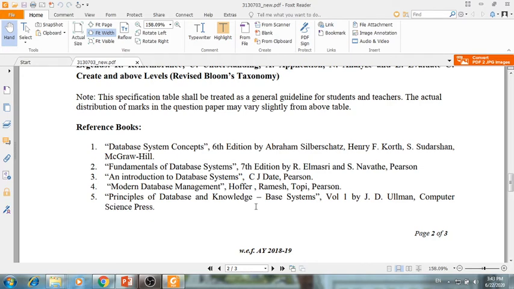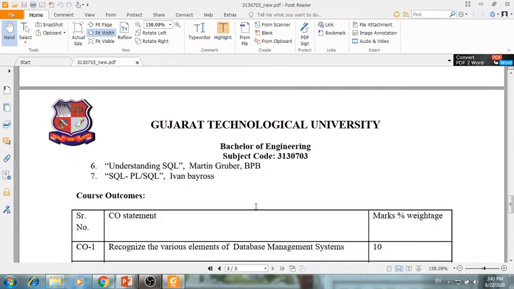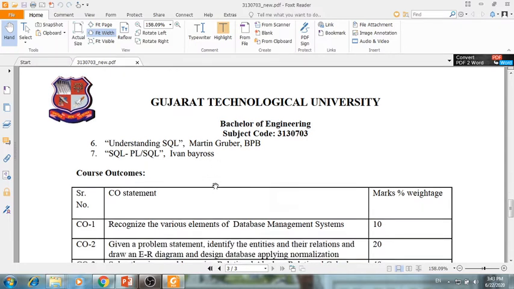So let's talk about the reference books. The first one is Database System Concepts by Henry Korth. You can read any edition of this book. This one is a good book. Next is Elmasri and Navathe, Pearson, and so on. For the practical session, you can refer to SQL, PL/SQL by Ivan Bayross. These are the reference books.